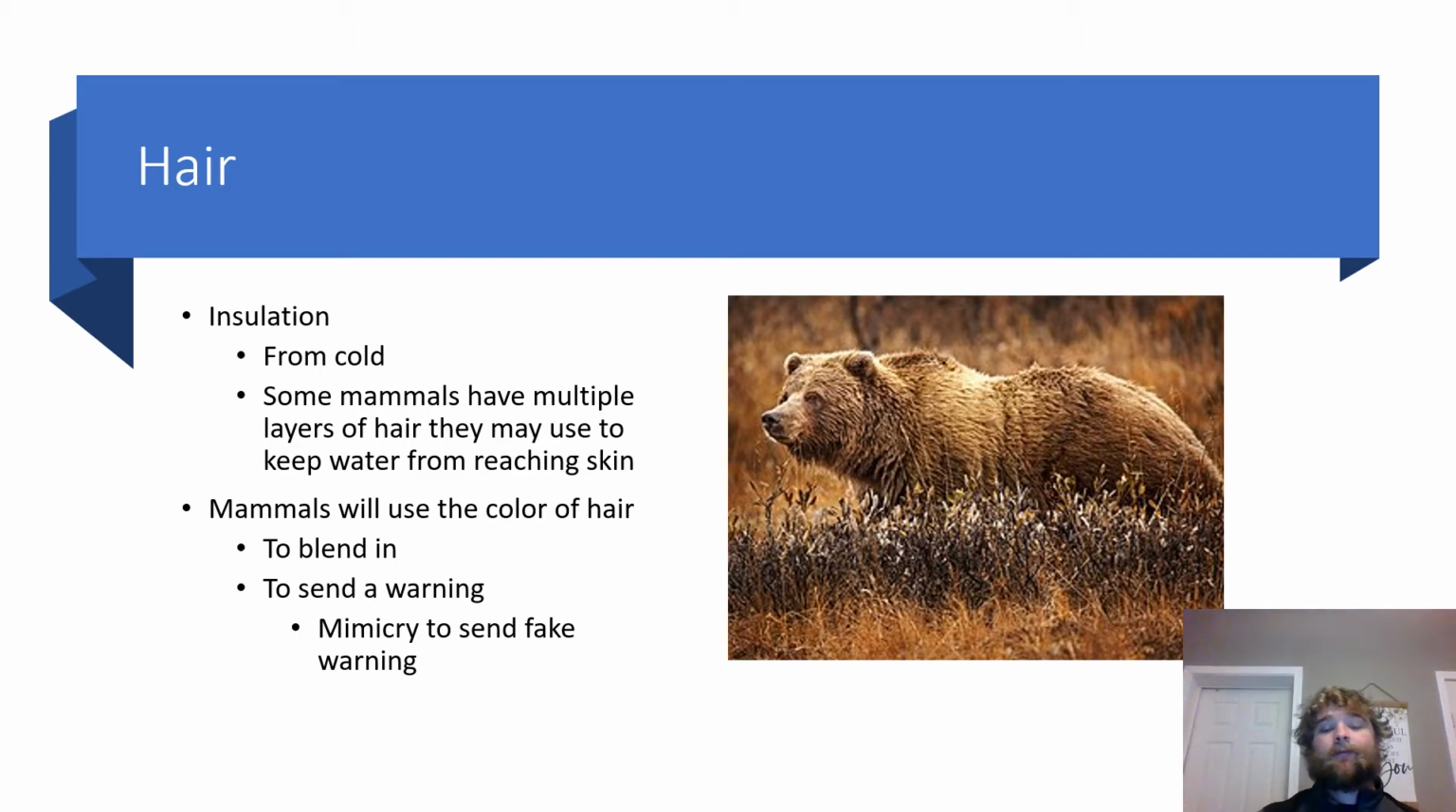And then some mammals will use their hair and color to either blend in or camo into an area and to send warning signs. Like, for example, we can think of a skunk. The coloration of a skunk kind of gives off a warning sign, don't mess with me, or whatever. And then off of that, we will actually see some species use mimicry in color. So they'll have color similar to the skunk, even though they don't have the same threat that a skunk has.